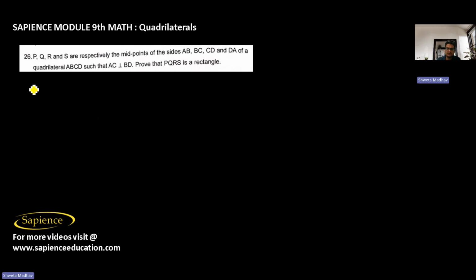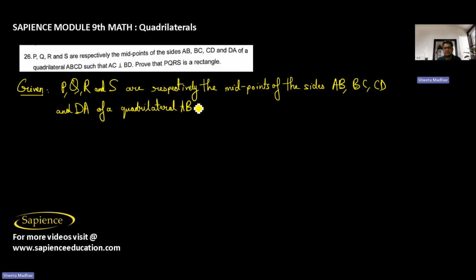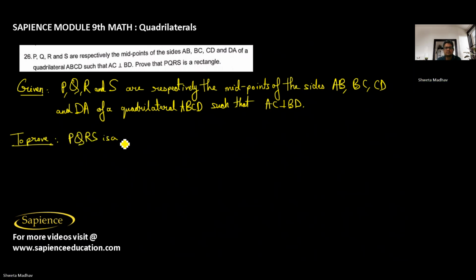Here we shall solve from question number 26 onwards. It is given that P, Q, R and S are respectively the midpoints of the sides AB, BC, CD and DA of a quadrilateral ABCD, such that AC is perpendicular to BD. We have to prove that PQRS is a rectangle.